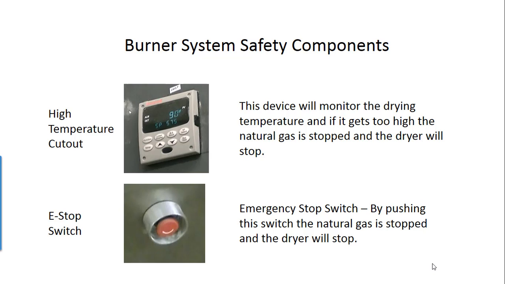Continuing, we have high temperature cutout, and that's the picture of what we see. This device is located in the MCC, Motor Control Center, and it is on the panel doors. This device will monitor the drying temperature, and if it gets too high, the natural gas is stopped and the dryer will stop. Again, very good safety. And one that we're very familiar with from other processes, the bottom picture, is an e-stop or emergency stop switch. By pushing this switch, the natural gas is stopped and the dryer will stop. And we'll show how that happens functionally a little bit later.